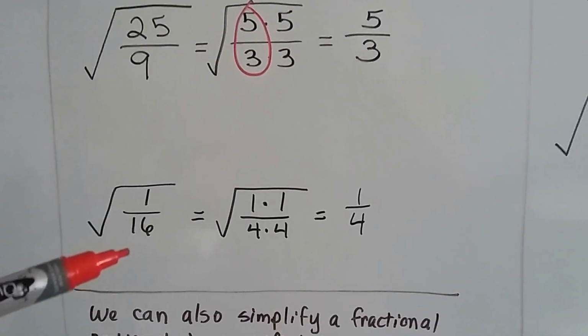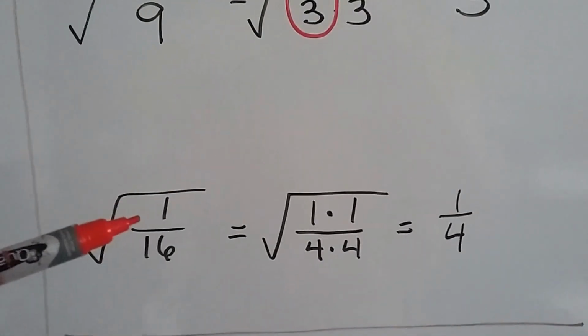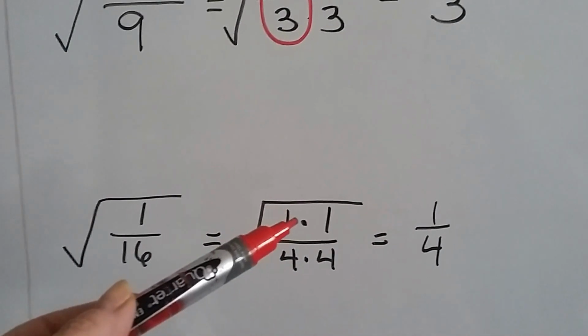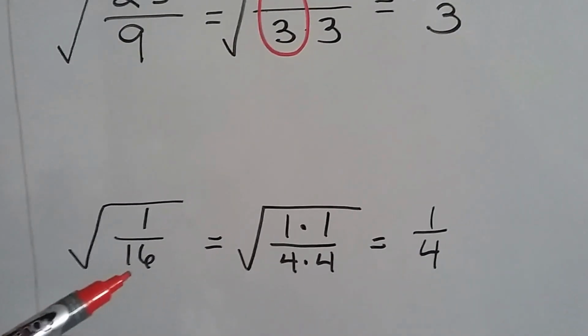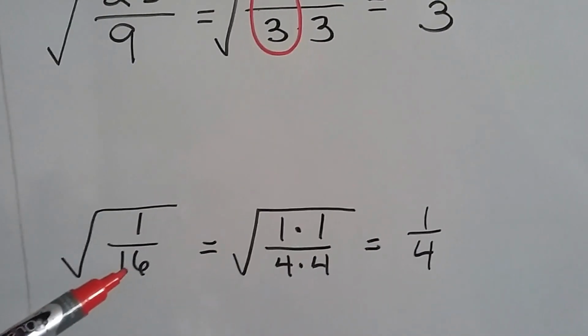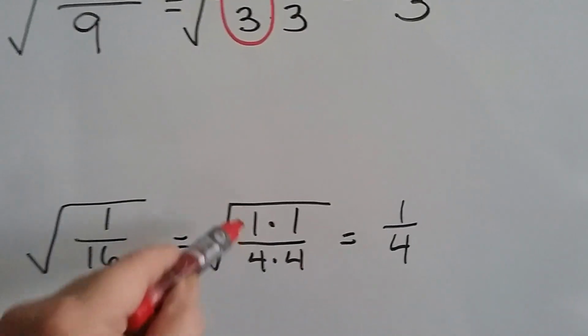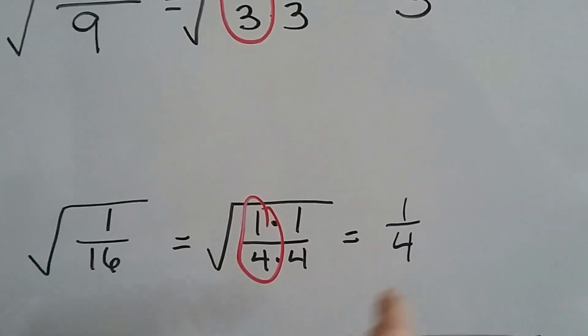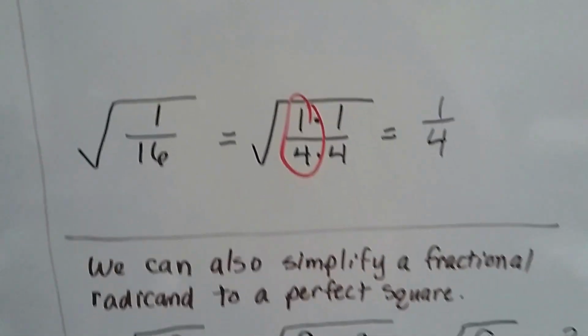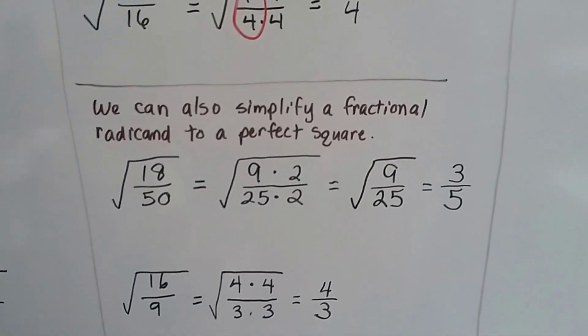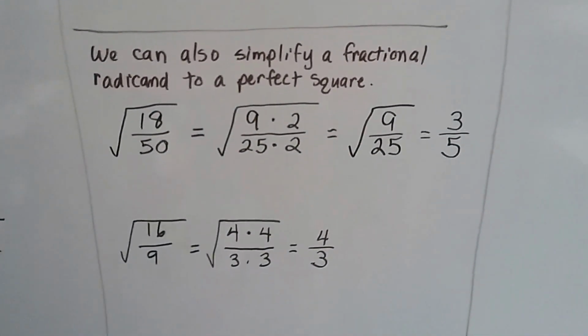For 1/16, what times what equals 1? 1 times 1. And we got a perfect square 16. What times what equals 16? 4 times 4. Take one of them. We've got our answer. We can also simplify a fractional radicand to a perfect square.